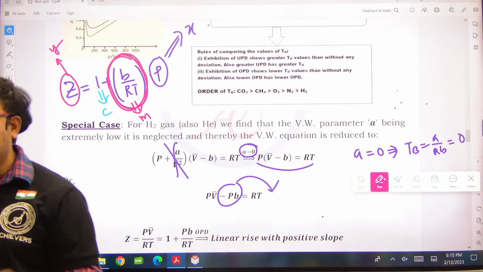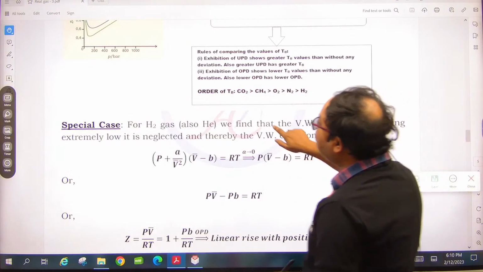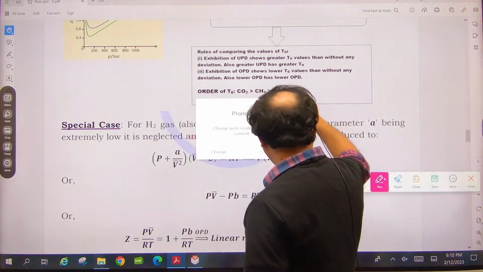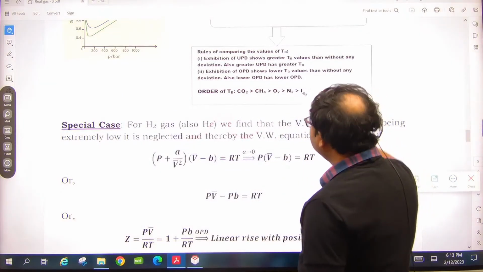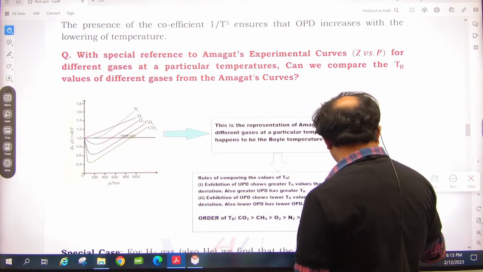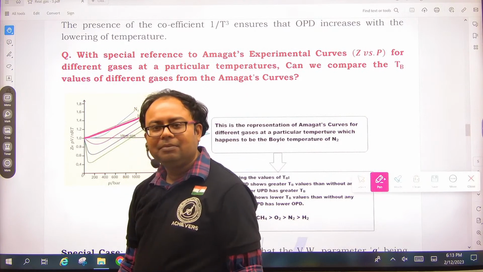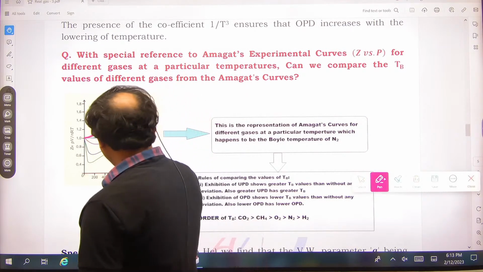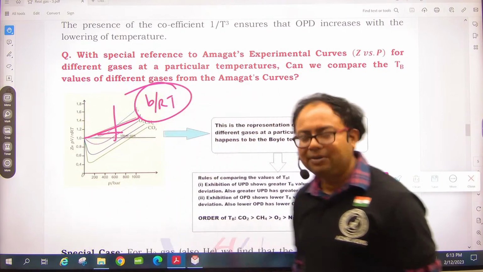So you have a linear rise of Z with respect to P. This is the special case where hydrogen will show a linear rise. See, hydrogen is showing a linear rise, and you can explain that. And the slope is b by RT. Understood?